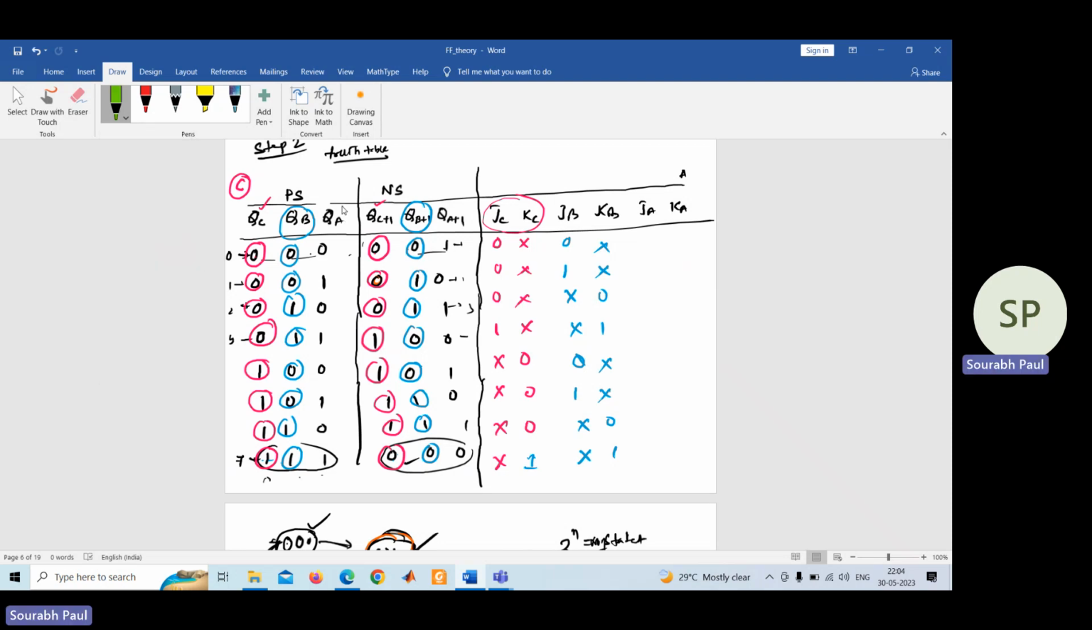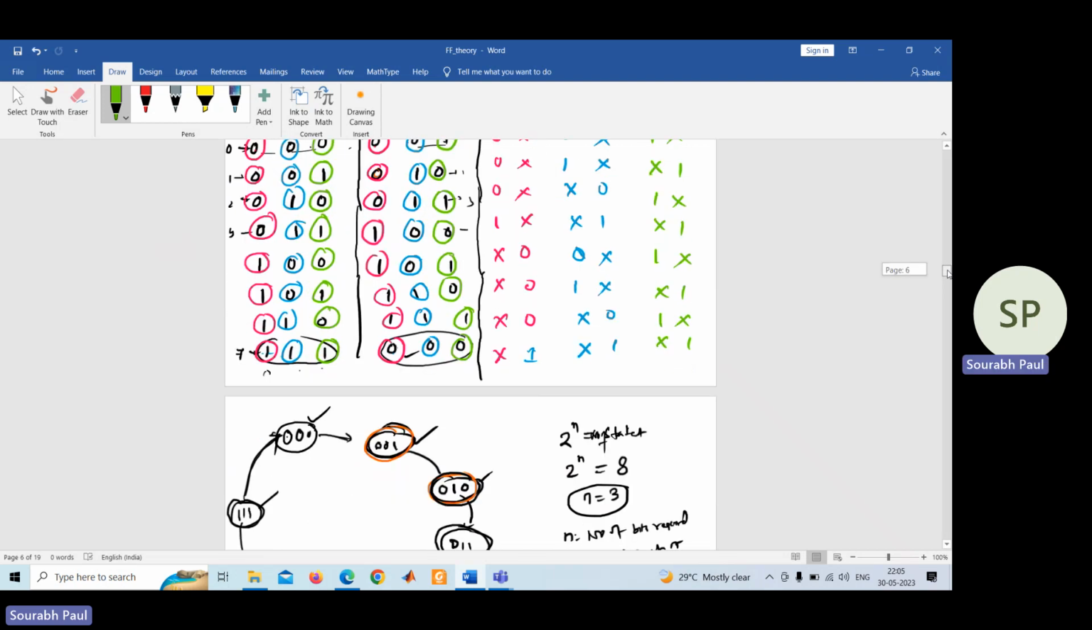Follow the same procedure: compare QA and QA plus 1. 0 1 means 1x, 1 0 means x1, 0 1 means 1x, 1 0 means x1, 0 1 means 1x, 1 0 means x1, 0 1 means 1x, 1 0 means x1. Okay. Now go to step number 3.